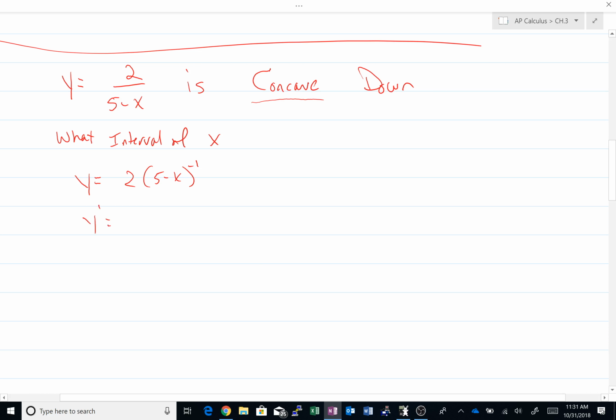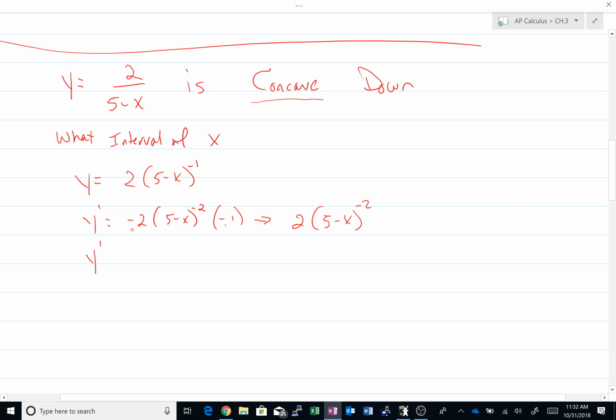Y prime is going to be power out front, leave this alone, subtract 1 from the power, times the derivative of what's inside there, which is a negative 1. So that cleans up to a positive 2 times (5 minus x) to the negative 2. Okay, that negative and that negative undo each other.